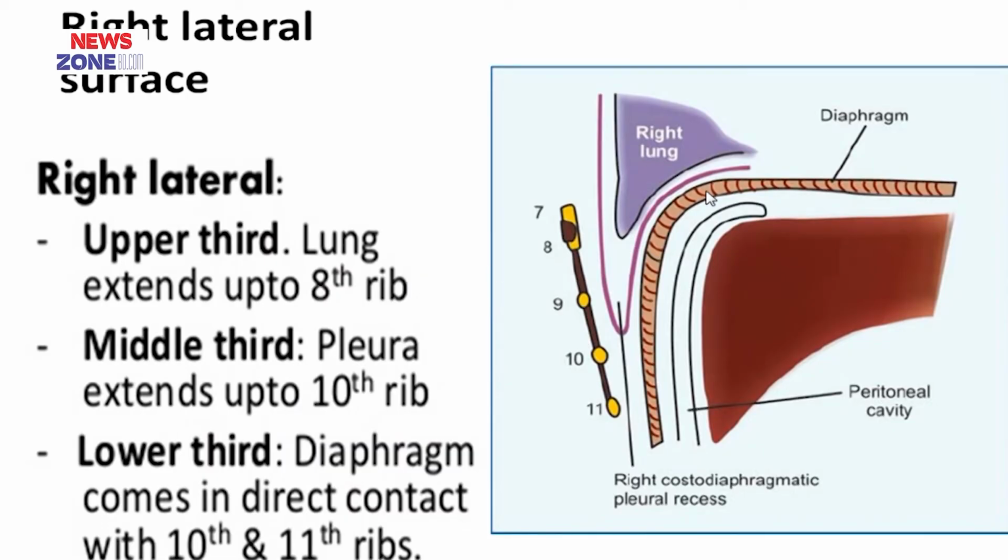The right lateral surface is a more clinically important region because this region is chosen for needle biopsy of the liver. For this reason, the right lateral surface is divided into three zones: upper, middle and lower zone. The upper zone extends up to the 8th rib and is directly related to the lungs and the pleura. In the middle zone, there is only the pleura, known as the postdiaphragmatic recess, and it extends up to the 10th rib. And this is the lower zone, where the diaphragm is in direct contact with the ribs. This intercostal space is chosen for the needle biopsy.